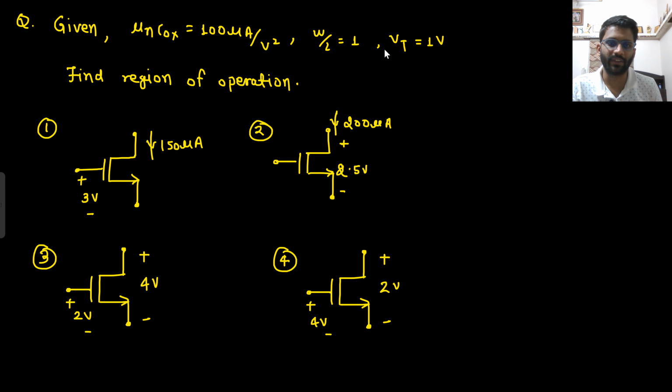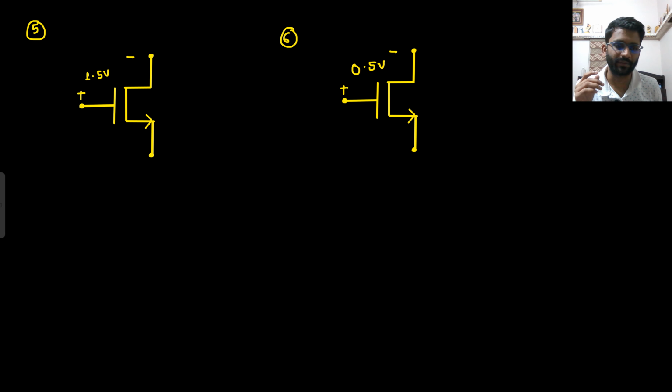Mu Cox value is given. W by L value is given. Vt is given. These configurations are given. Values are given. Vgs value is given. So like that, you have to find the region of operation. 4 configurations, fifth, 6 configurations.